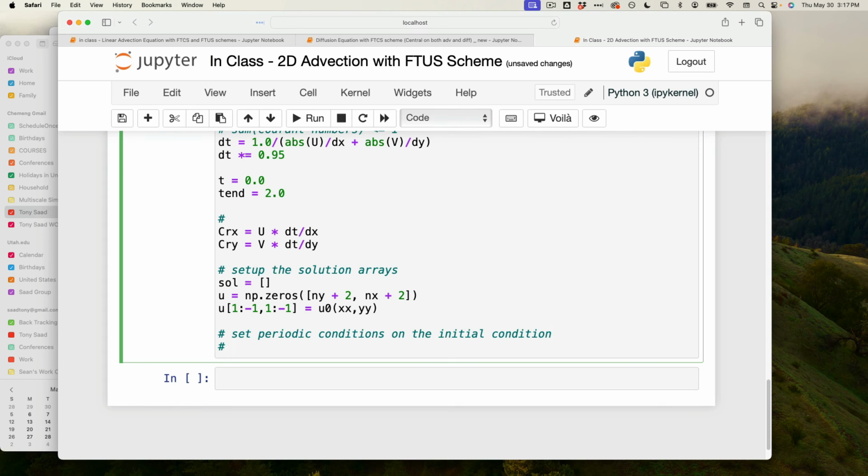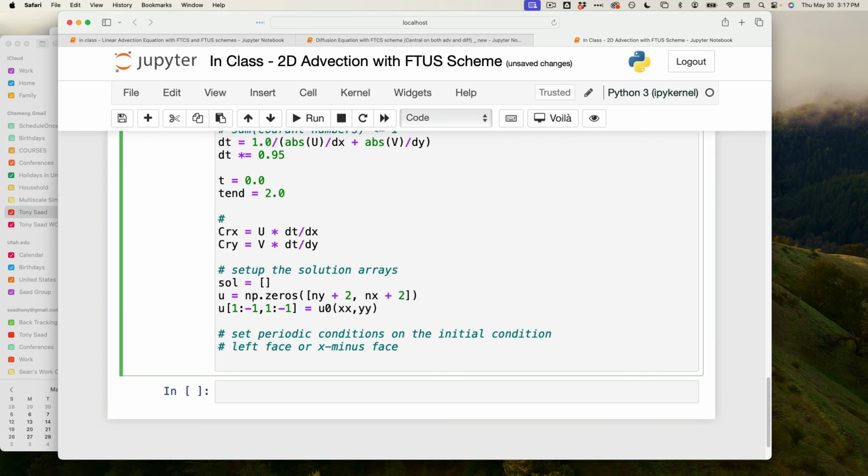Okay. So let's start with this. Left face, or x minus face. Okay. So now with slicing, remember our periodicity. On the left ghost point, we take the third one. Where is that slide? Let me get that slide for periodicity. Just 1 second. Yes.